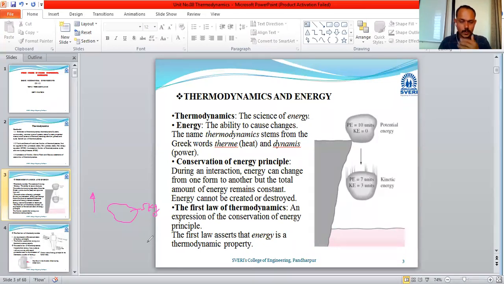So if I want to lift this 5 kg stone, it is possible for me to lift. But suppose here we have a stone of 100 kg.